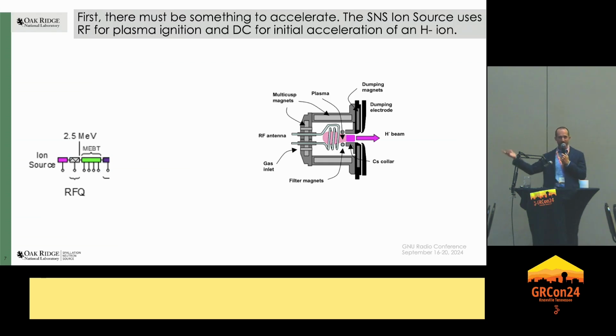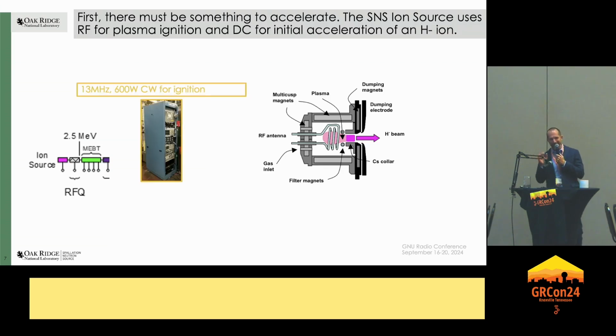Okay, so first we have to have an ion to accelerate. We heard a lot about the ionosphere and bouncing radio waves off of it. Now we're going to talk about how we use RF to make an ion. What you see here is a schematic view of our ion source. First, I kind of lied. I said we use 27 megahertz. We are starting to use 27 megahertz. On the actual production machine, we still use 13.5 megahertz, 600 watts CW to ignite our plasma.